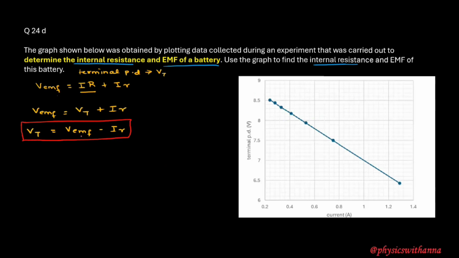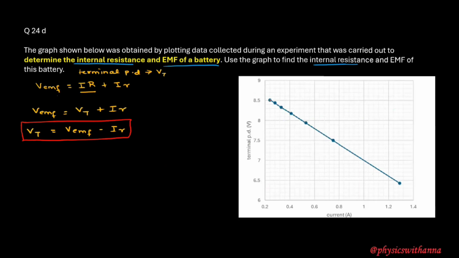And it has two variables, V EMF and r, as VT and I are given along the y and x axis respectively. So I'm going to take two different points on the graph to find two different equations and solve them simultaneously to get the values of V EMF and small r.